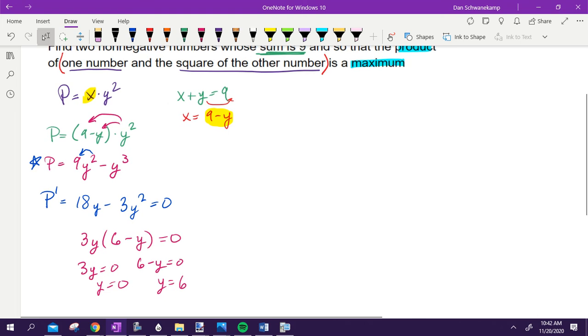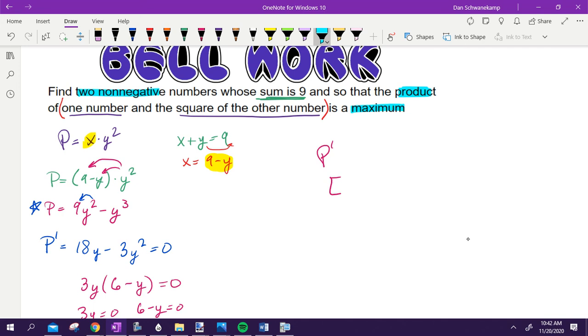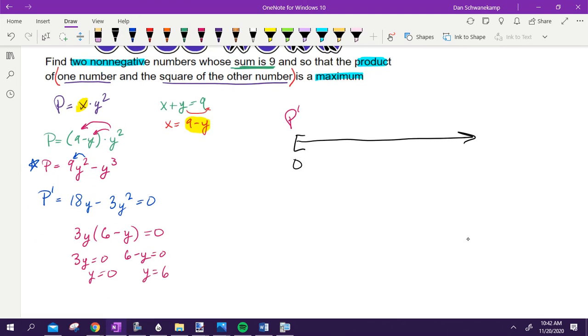Again, you probably can make a decision from this point what you think the maximum is going to be. But let's throw it on a number line just to check. This is a P prime number line. We make number lines of derivatives. Notice here that they said non-negative. So if it's non-negative, what's the smallest number I can plug in here? 0 is the smallest. There is going to be a maximum here. What is the biggest number I could possibly plug in? 9, because the sum is 9. If you don't plug anything less than 0, then the biggest number you could possibly plug in is 9. Yes, sir.